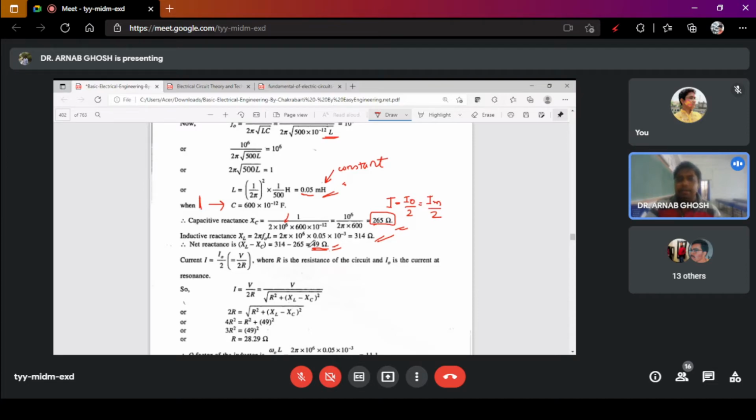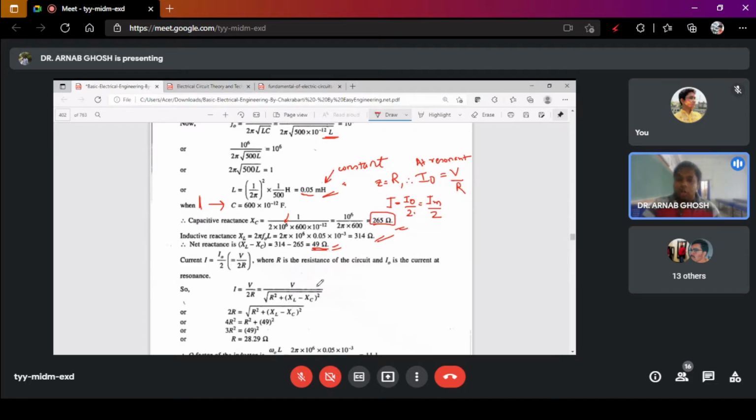Is this clear? Next, what did I say? I is equal to I0 by 2. So at resonant condition, what is your I0? Your I0 is only V by R. This is the maximum, where the impedance is equal to R. Therefore, I0 will be equal to V by R.